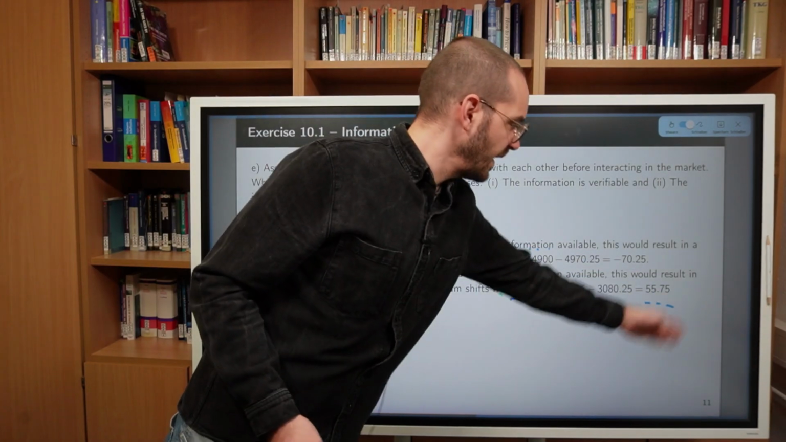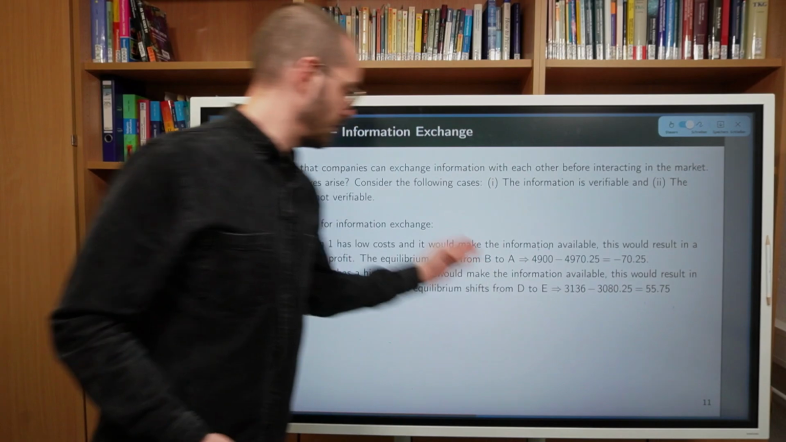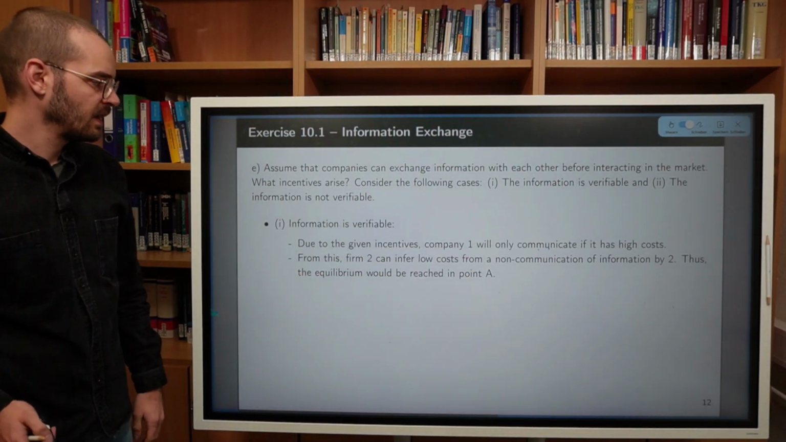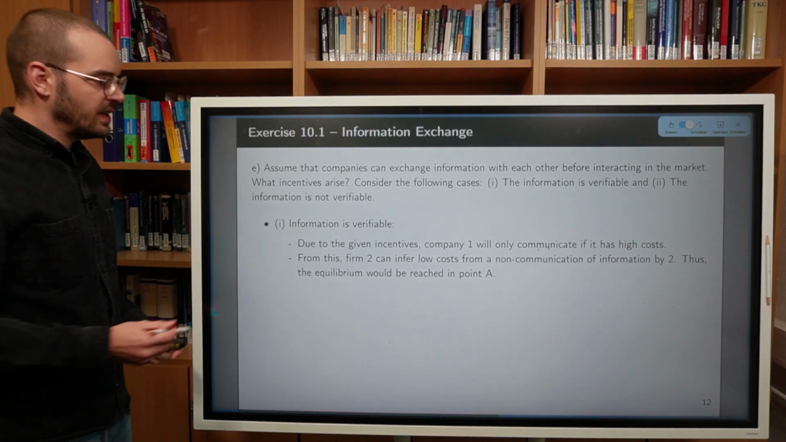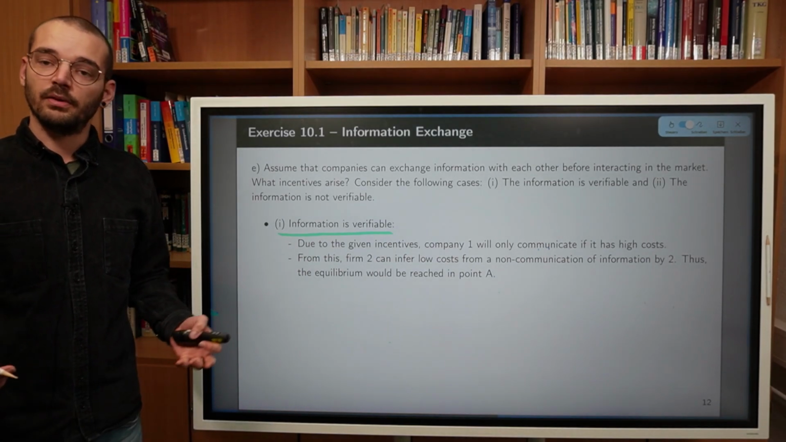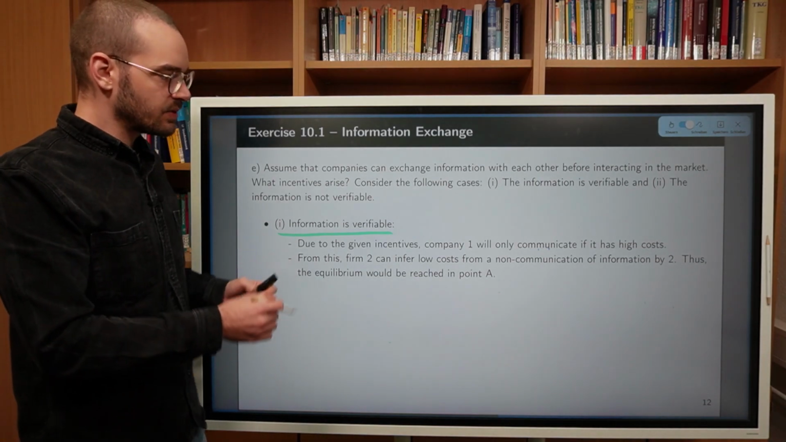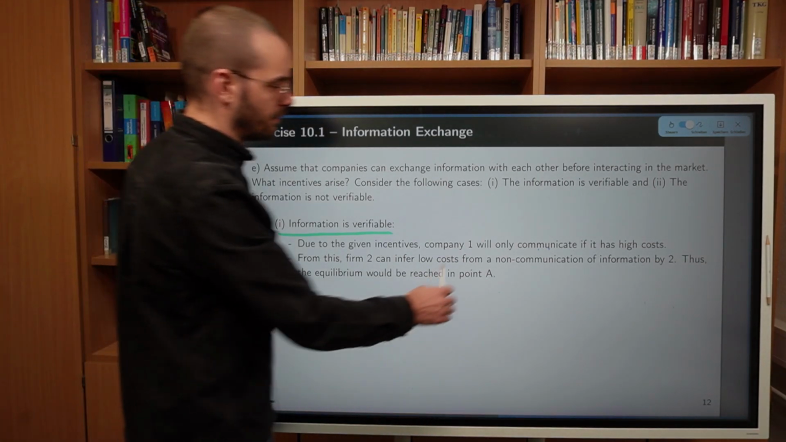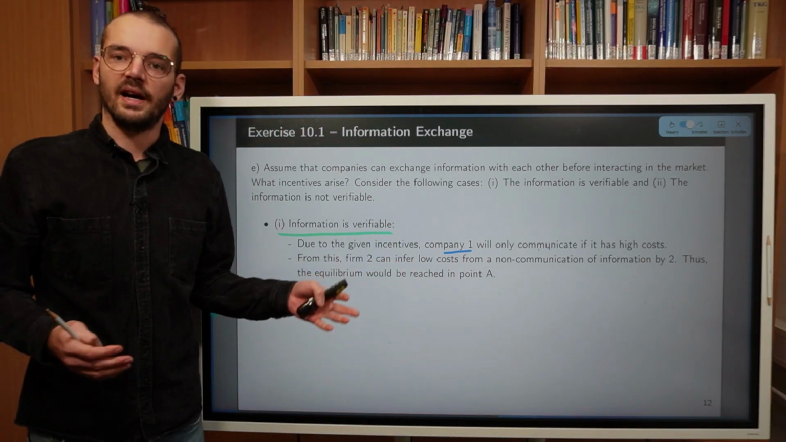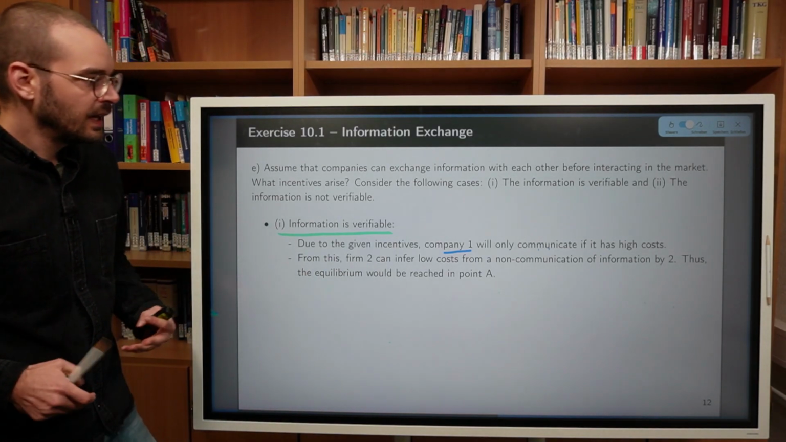Okay, what does this imply? And in this, consider that information may or may not be verifiable. Starting with, information is verifiable, so firm 2 knows whether or not firm 1 lied. So, due to the given incentives, as we have discussed, firm 1 will only communicate their large costs if their cost is high. Only then they had an incentive to tell and to reveal their costs.